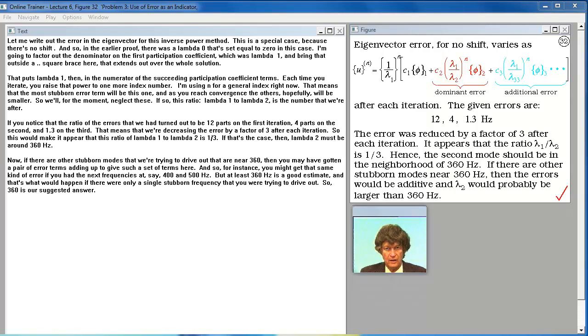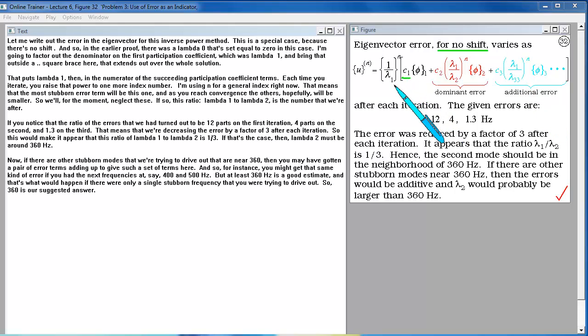Let me write out the error in the eigenvector for this inverse power method. This is a special case because there's no shift, and so in the earlier proof there was a lambda 0 that's set equal to 0 in this case. I'm going to factor out the denominator on the first participation coefficient, which was lambda 1, bring that outside a square brace that extends over the whole solution. That puts lambda 1 then in the numerator of the succeeding participation coefficient terms.